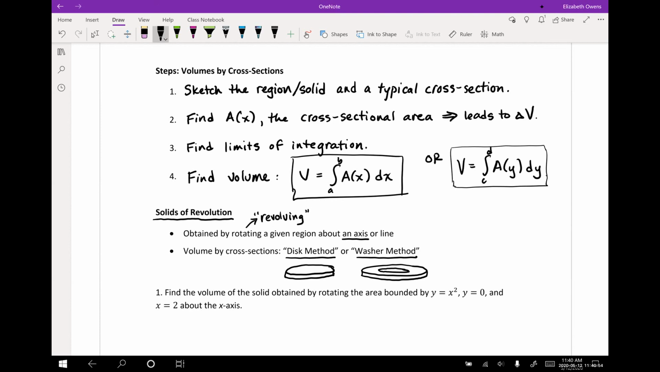Okay, so a disk has no hole in it. No hole. And washers do have a hole in the middle of them. Okay, so it's whether your solid has a hole in it or not.